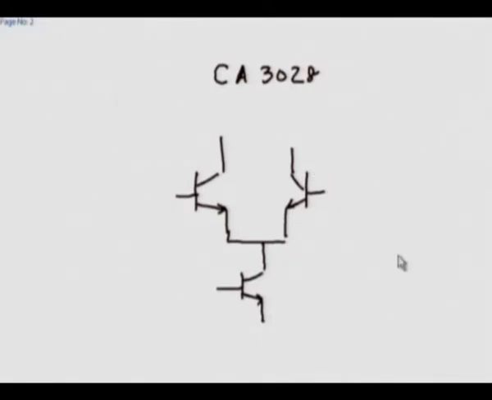You could use it as a differential amplifier, in which case by putting external resistors you could design a particular current here, and you could operate it as a differential amplifier. Now another very common use of this particular one is its use as a cascode amplifier.